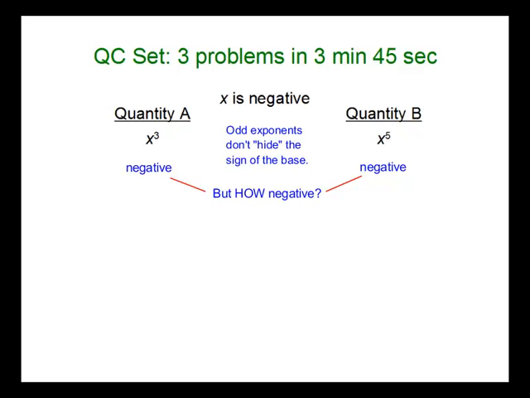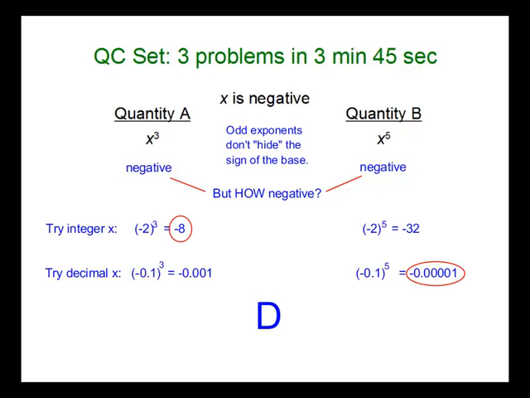We know both quantities are negative, but the question is, how negative are they? Easiest way to find out, plug some numbers. With integers, you'll quickly find out that a negative integer to the third is going to be less negative than a negative integer to the fifth. Here we have -8 and -32 as our examples. So notice that -8 is less negative. That makes it greater. -32 is more negative. That makes it smaller, actually.